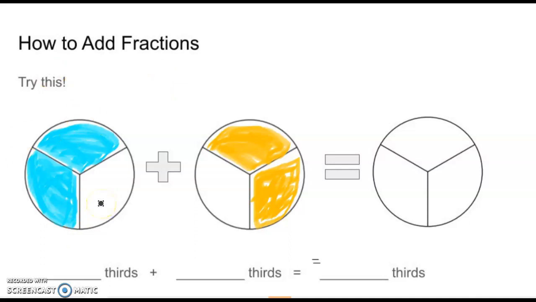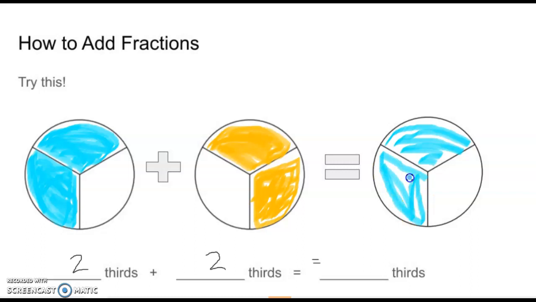So here we have this circle, and there are 3 equal parts, and 2 of them are being counted. So we would say this is 2/3. Same thing here, 3 equal parts, and 2 are being counted. So that would be 2/3. And finally, if we were to put these thirds together, we have 2 blue ones, right? 1, 2, 2 blue thirds. And then we have 2 orange thirds as well that we need to add to this. So here's 1.